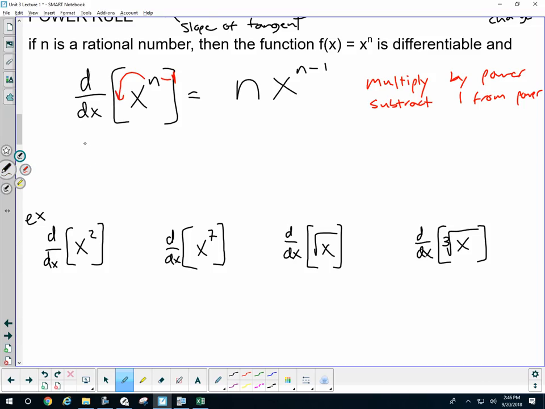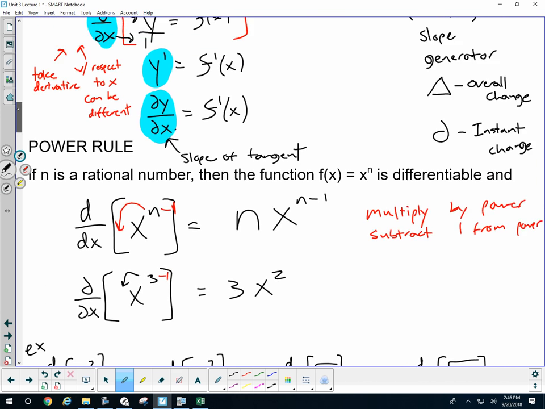So, if I ask you to find the tangent slope generator, to use this rule for x cubed, you'd take the 3, move it down, you'd have 3x, and then you'd subtract 1 from your power to give you 3x squared. Okay? Is that how the question would look like on an assignment? You'll see. Okay. We're just introducing it now, so we're just going to practice for a little bit.